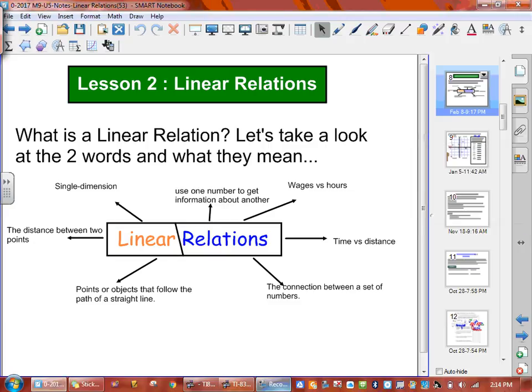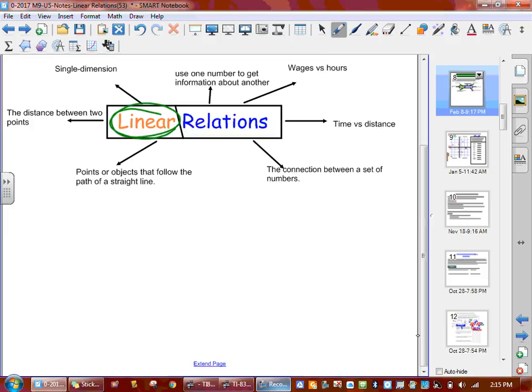Okay, welcome to lesson 2 of linear relations unit 5. So we're going to talk about what the heck is a linear relation. We're going to look at both words and figure out what all of these things are describing. If I look at just the left-hand side, the word linear itself is talking about a straight line.